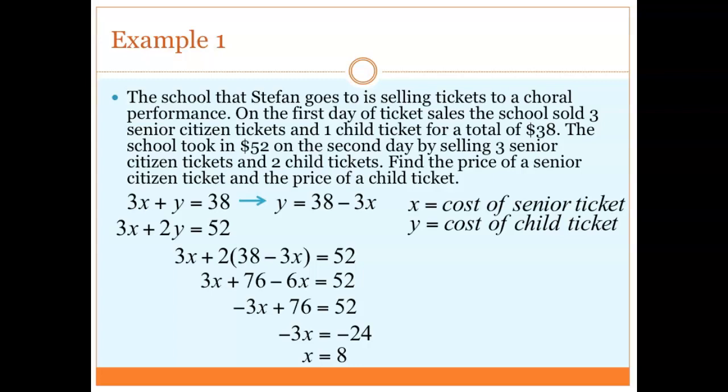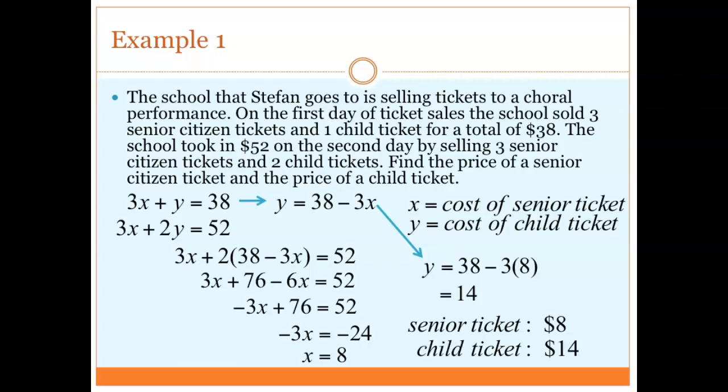y is equal to 38 minus 3 times x, and we can substitute that x with 8. So 38 minus 3 times 8. So this is 38 minus 24, which is equal to 14. So to answer this problem, we can say that a senior ticket is going to cost $8, while a child's ticket will cost $14.